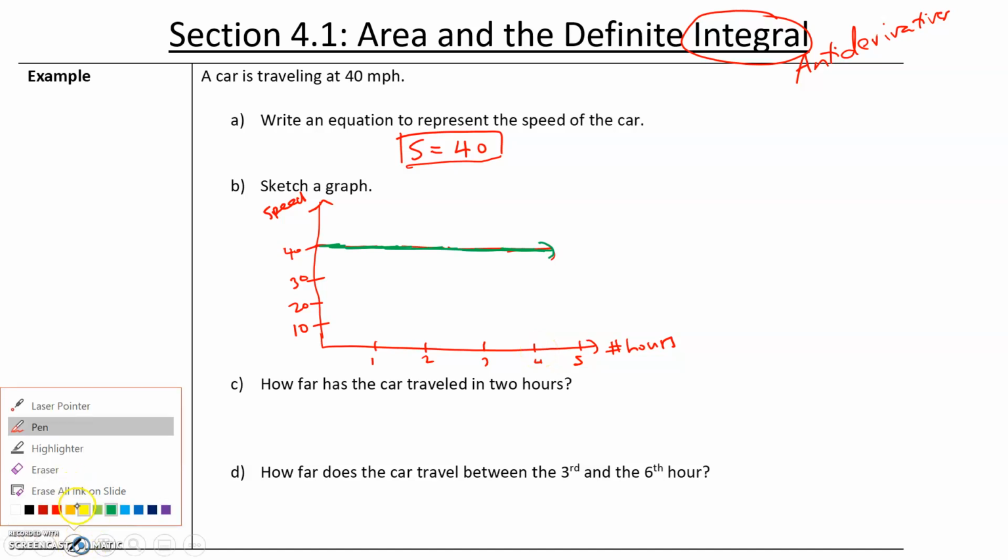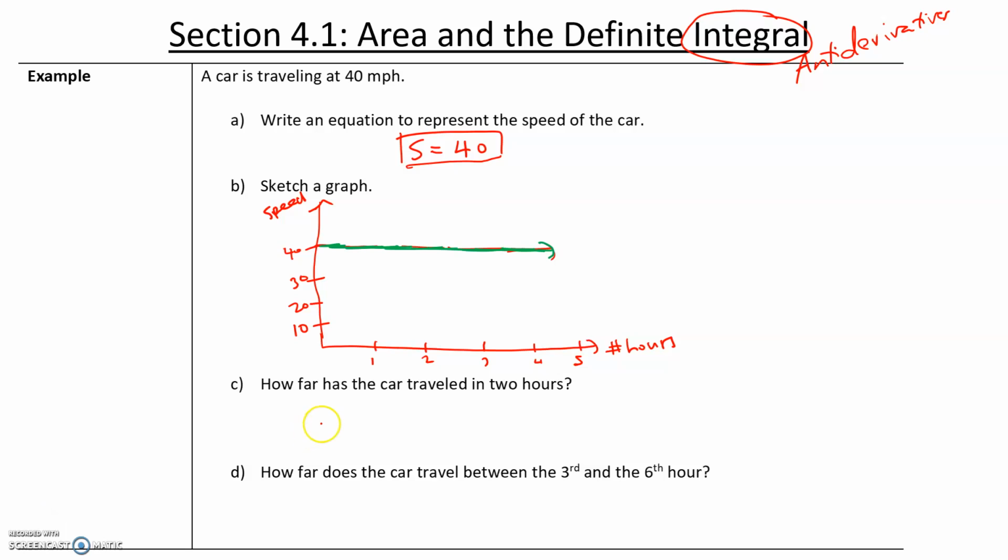Okay, so now next question. How far has a car traveled in 2 hours? So let's think about this. A car starting here, in 1 hour, has gone 40 miles. So in 2 hours, it's going 40 miles per hour, so it goes another 40 miles. It's traveled a total of 80 miles. We can see that on the graph too.